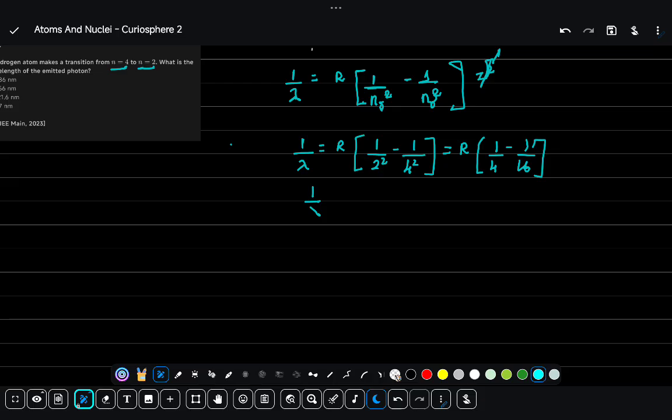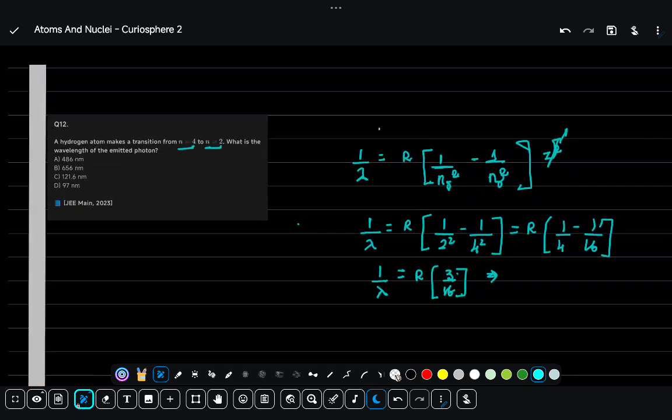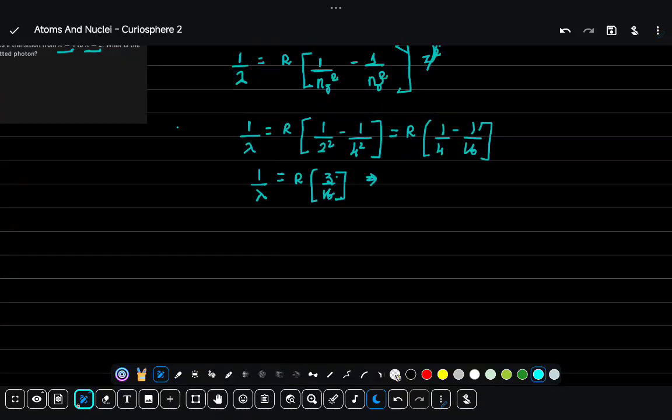1 by lambda is equal to R into 3 by 16. If you do it, you will get lambda as 16 by 3R.